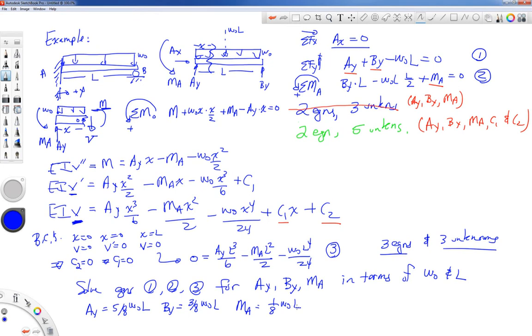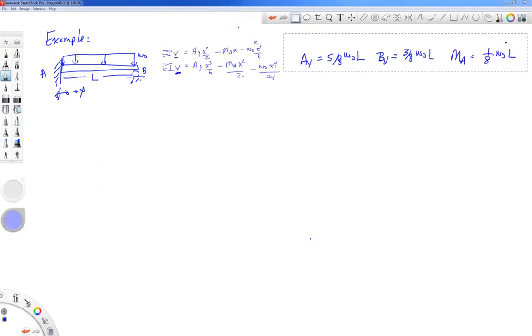Now that I have those reactions, I can do a few things. I can sketch the shear force and bending moment diagram. I can find the deflection equation in terms of W naught instead of these unknown reactions. I can find stresses if I know how the moment changes along the length of the beam. Let's go ahead and show what the deflection equation is using these values. I'm going to erase part of this page and make room for some things. I'll save this page. And here I made a little bit of room.